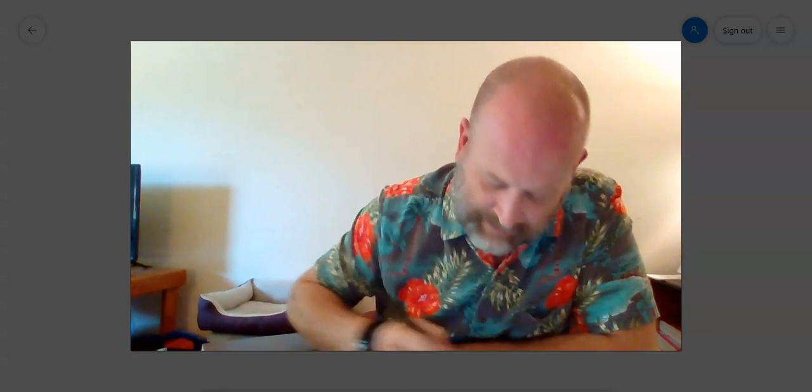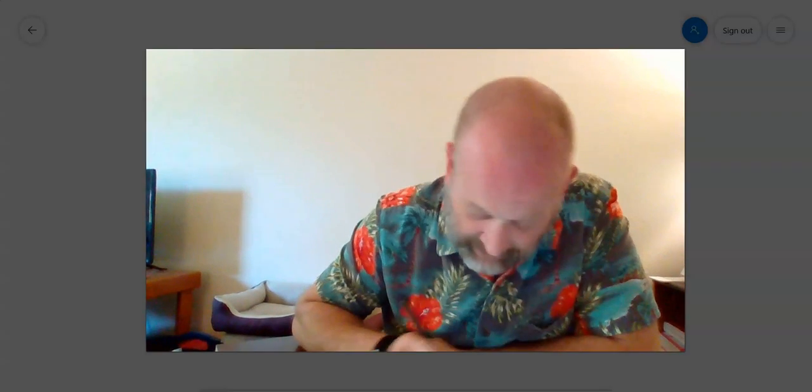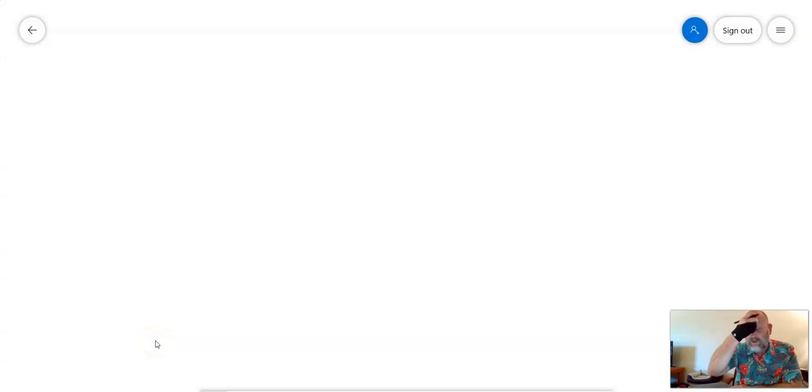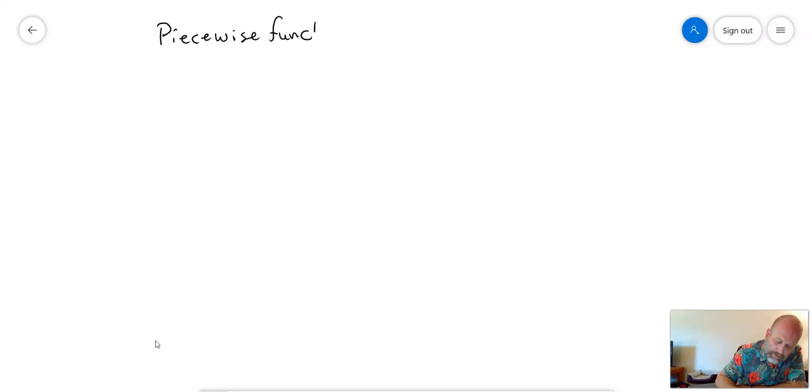I could keep explaining it verbally, but I think it's probably going to be best if we see an example right now. So a piecewise function is basically a function that's described one piece at a time. So here's an example of how you might see this.